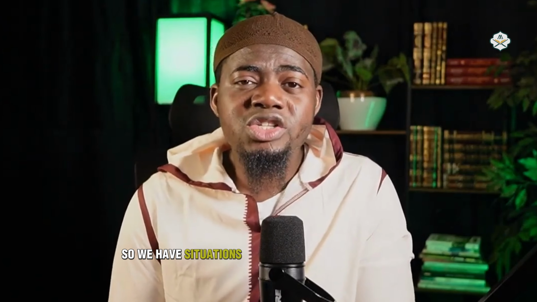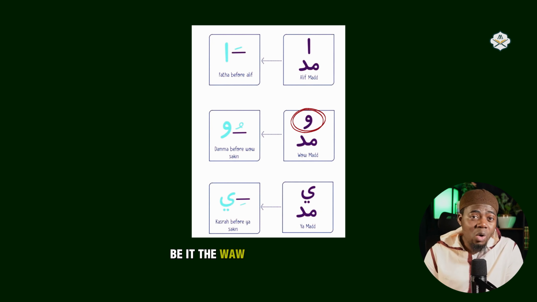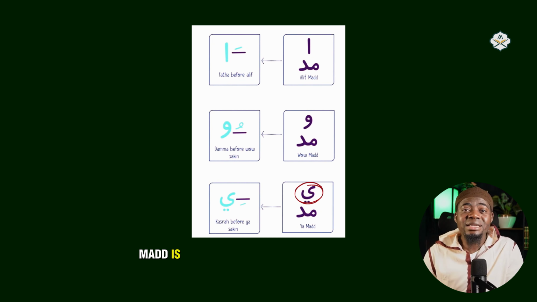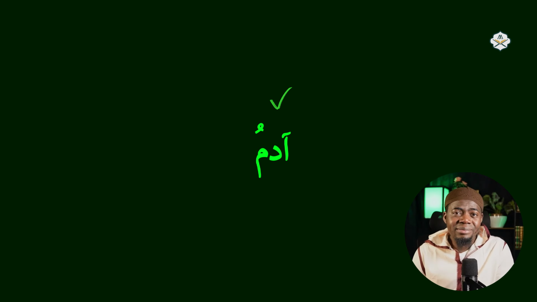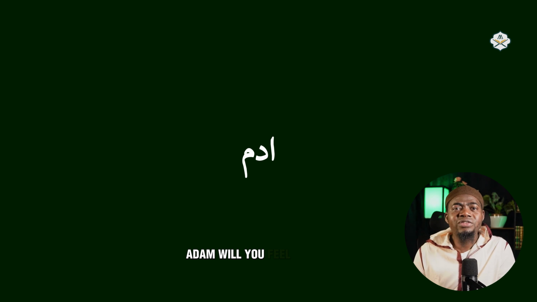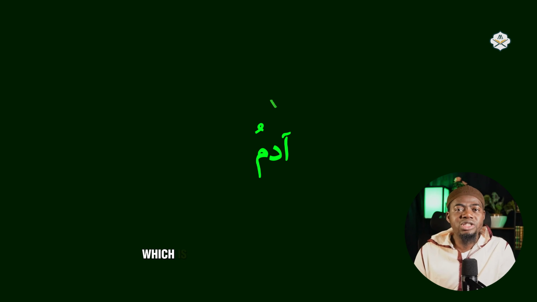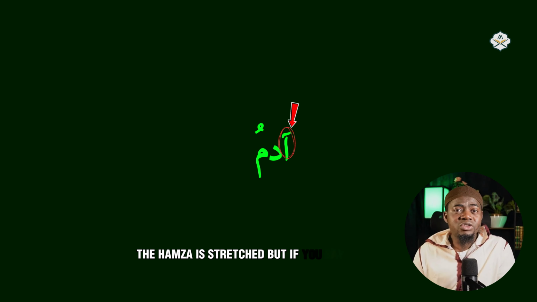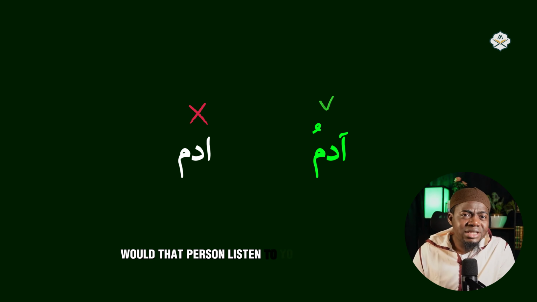So we have situations where any of the Maad letters, be it the alif, the waw, or the ya, is omitted from a word of the Quran. Imagine someone wants to call your name. Your name is supposed to be called Adam, with the A stretched, and instead the person said Adam, shortened. Would you feel happy? You would not feel happy. The name is supposed to be Adamu, which is the correct pronunciation. The Hamza is stretched. But if you say it shortened, would that person listen to you or even respond to you?